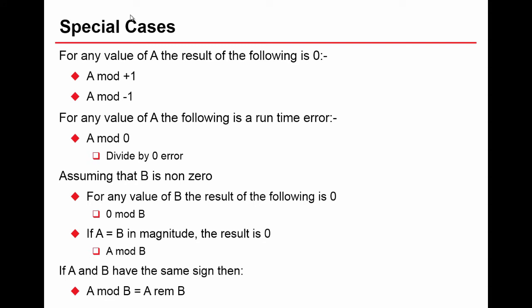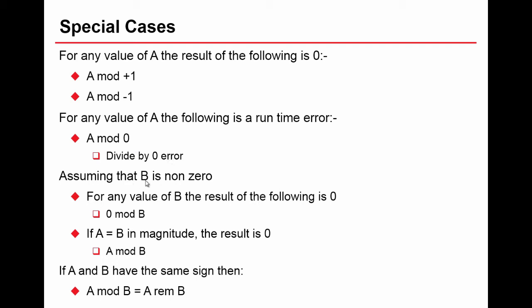So the special cases which help us to identify and quickly evaluate when we see some code containing mod is that if you have something like this where we've got a mod +1 or a mod -1, the result will be 0 for both of them. For any A, the following will be a runtime error. So remember, we're dividing with mod, as we are with rem, as we are with the normal division operator. So if you try and divide by 0 and you don't trap it in your code, then you've only yourself to blame when you get a runtime error.